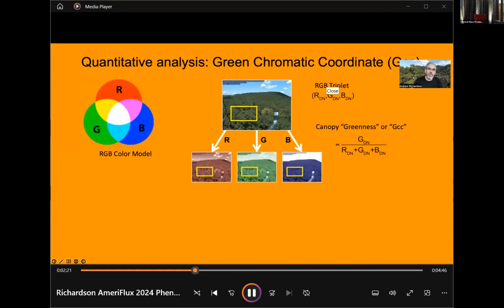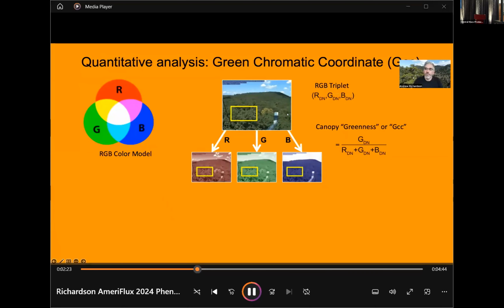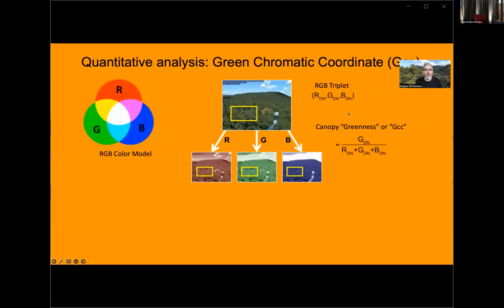And then for a particular region, denoted by this yellow box, within each image, we can quantify the intensity or brightness of each of those three color channels. And that gives us a quantitative measure of canopy color, from which we can derive a quantitative index of canopy greenness.